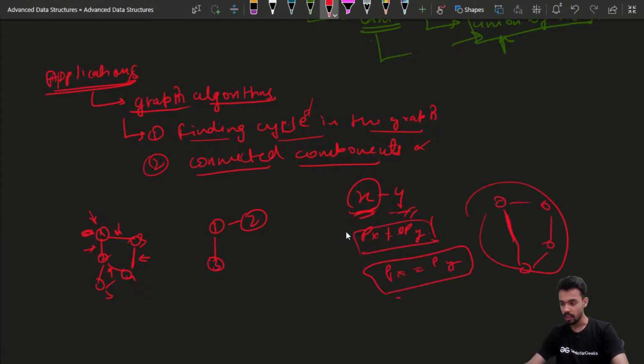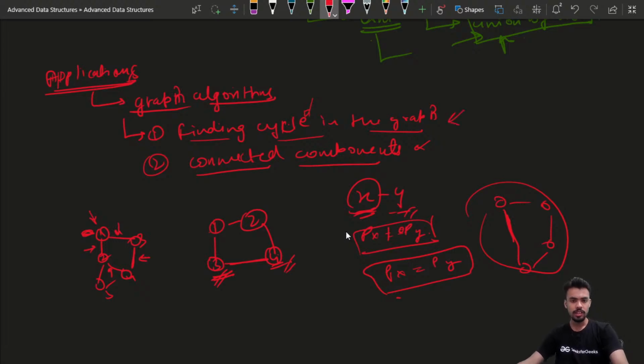So here you can see that if you leave this graph at this particular point, you know that these are already connected. And now if you find the parent of 3 and the parent of 4, you will find the same thing, that the parent of 3 is going to be 1 and the parent of 4 is also going to be 1. As these two are equal, if you add an edge again, this would form a cycle. So this is how you can use the disjoint set union to find cycles in the graph.